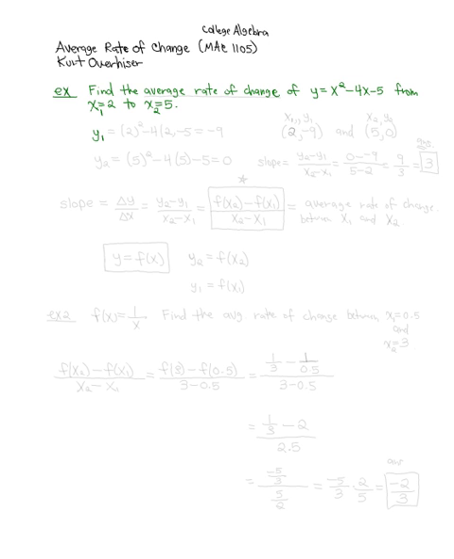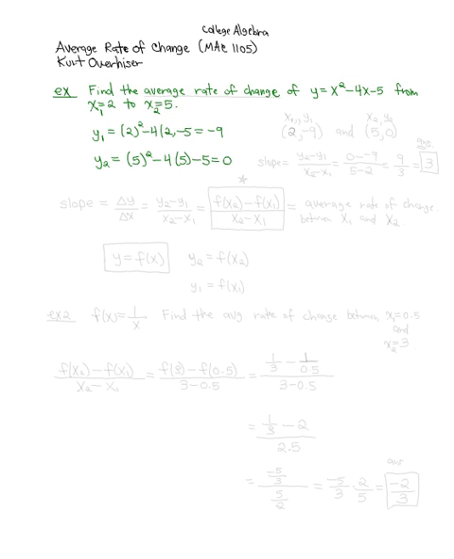So let's figure out what y1 is. We have to take 2 and plug it into our function. 2 squared minus 4 times 2 minus 5 equals negative 9. And then y2, we're going to plug 5 into our function. So we get 5 squared minus 4 times 5 minus 5 equals 0.